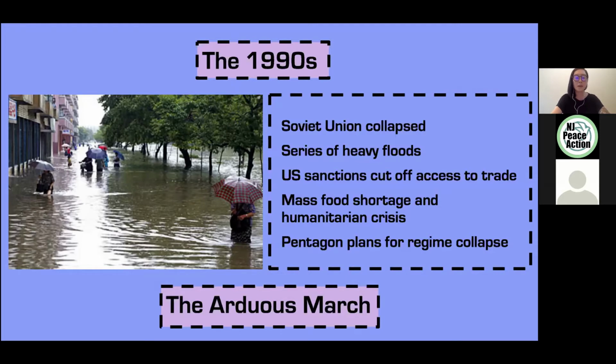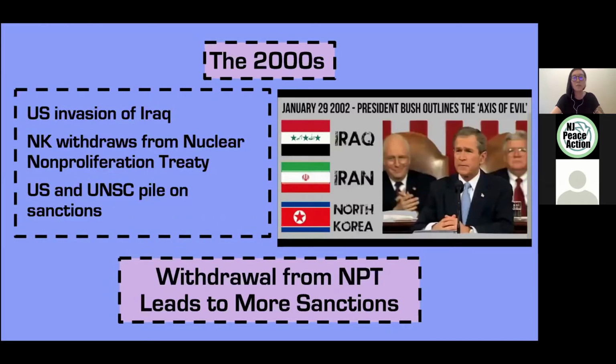And so the Pentagon began to draw up plans to invade and occupy North Korea in the event of regime collapse. So moving to the 2000s, you might remember in 2002, George Bush declared North Korea as part of this axis of evil. And then in 2003, the US invaded Iraq. So recognizing the military escalation, this is also when North Korea decided to withdraw from the Nuclear Non-Proliferation Treaty and develop a nuclear deterrence program.